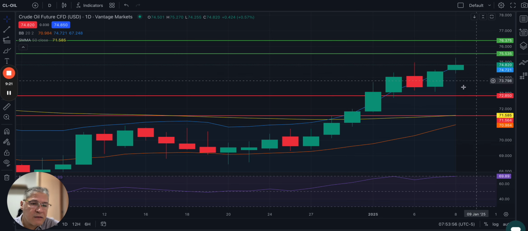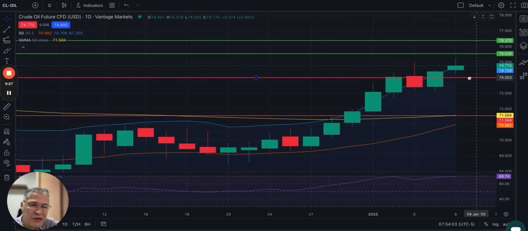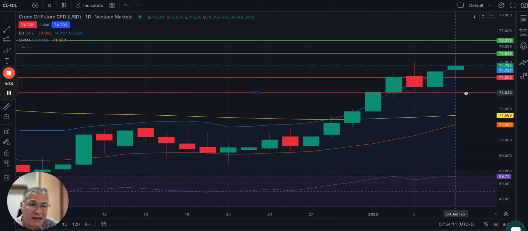And then as for the support, we can use $74, which is a round psychological number. And then as the second level of support, this part right here, which is basically at 73. This volume cluster. We are entering overbought territory in the RSI, so keep that in mind. But the market looks healthy and moving towards that 76 marker.